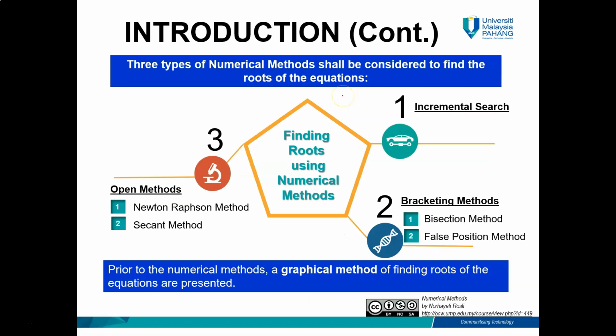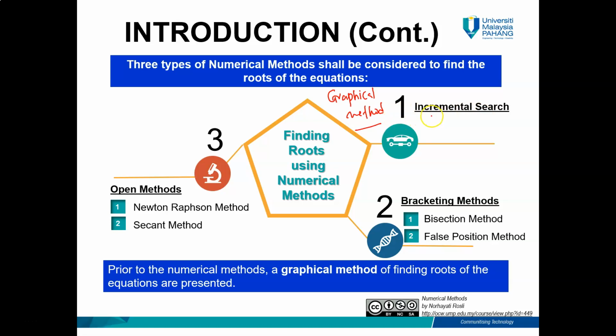So class, in this topic there are three types of numerical method that we will consider to find the root of an equation. The first one, you will learn incremental search. But before you go to incremental search, you will learn graphical method. Graphical method is not a numerical method. It is a graphical method, which means that you need to plot a graph to solve the problem. For the numerical methods, we will start with incremental search. Before you learn incremental search, you need to understand graphical method first.